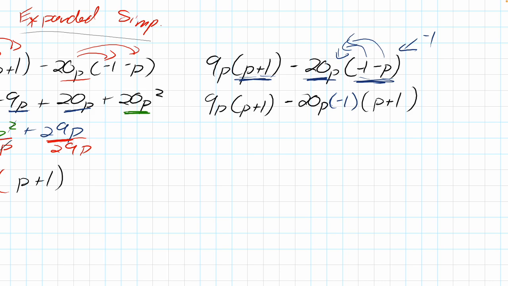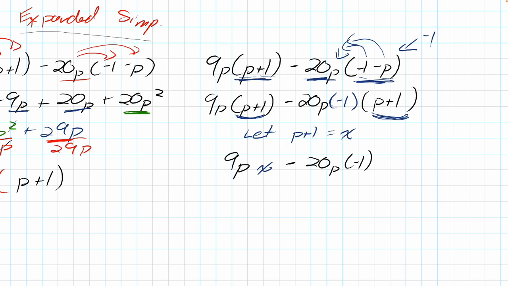Now, I have two terms that are the same. This means I can common factor out the bracket. Sometimes that's a hard thing to see. So what you can do in a case like this is use a let statement. I'm going to say, what if I just said let p plus 1, because those are both the same, equal x. When I rewrite this, I would have 9p times x, minus 20p times negative 1, and then x. Okay, so I have an x in both. I know I can take an x out if I'm going to common factor.